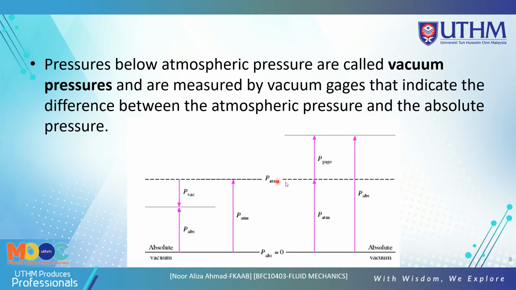Below the atmospheric pressure, we call it the vacuum pressure, and it is measured by a vacuum gauge that indicates the difference between the atmospheric pressure and the absolute pressure. So you just need to know this equation. Actually, they have the equation here.